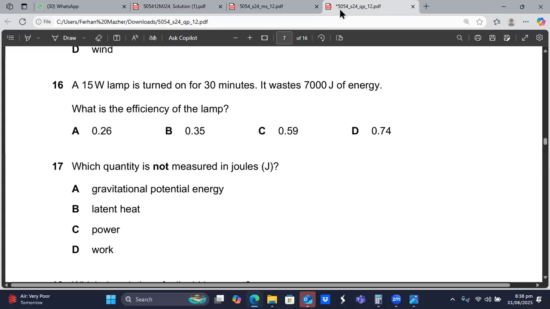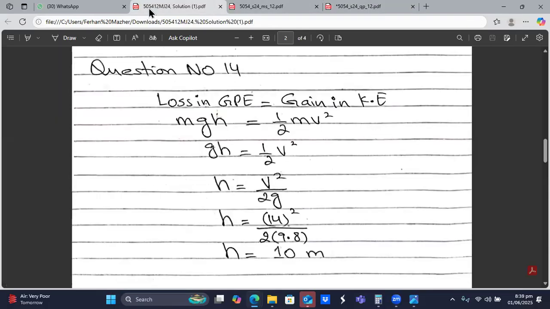Okay, so first of all, I can calculate the input energy. The power of the lamp is given and the time is given. If you multiply power and time, you will be able to calculate the energy. From that input energy, subtract the wasted energy, and you will get the useful output energy. The efficiency is equal to the useful output energy divided by the total input energy. Let me show you the calculation.